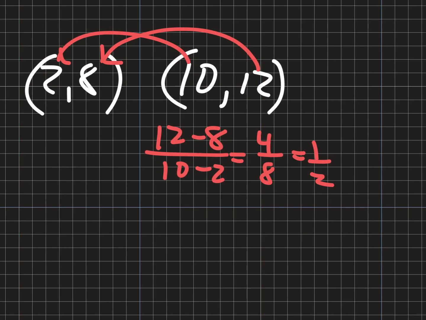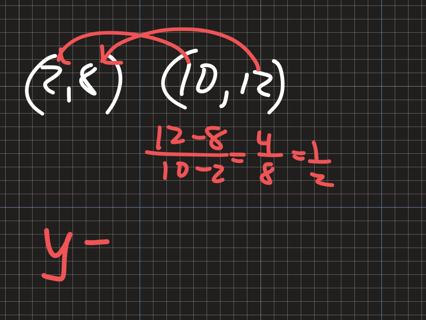Can I just be done? No, you need the whole line. Y minus, now, I don't care, but I want to know which point got used more. Who used 2, 8 as your point? Who used 10, 12? All right, it was more 2, 8s.